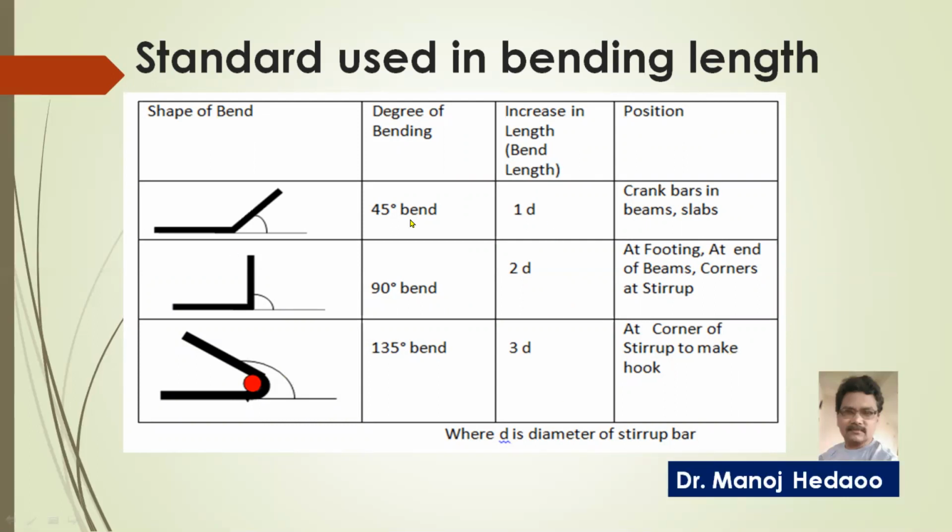So here again I repeat, for 45 degree bend length is 1D, for 90 degree bend it is 2D, for 135 degree bend it is 3D, where D is diameter of stirrup.